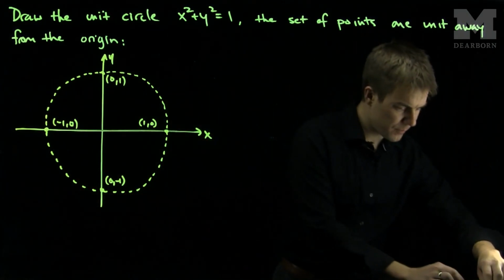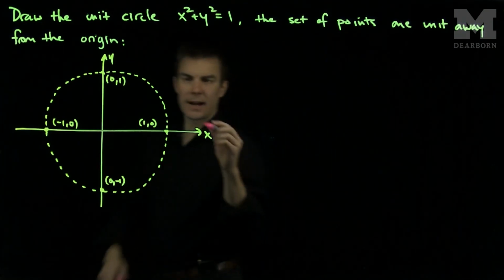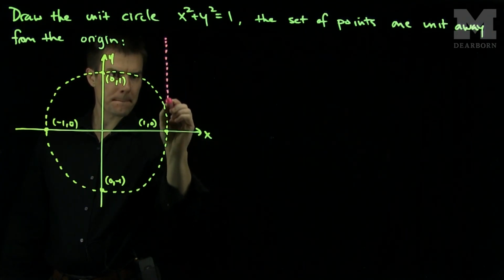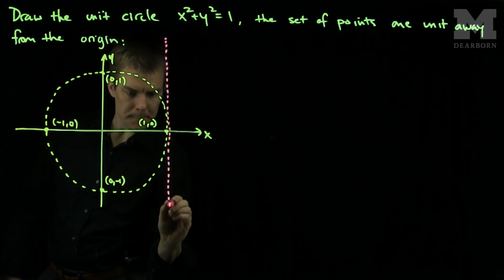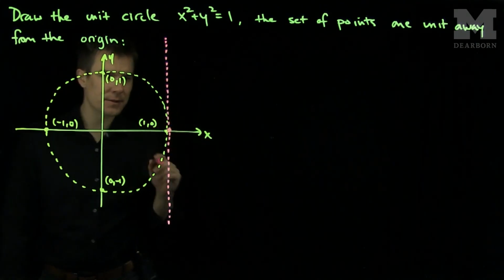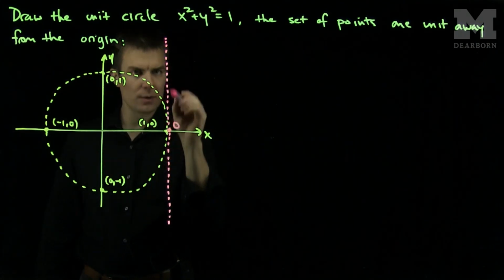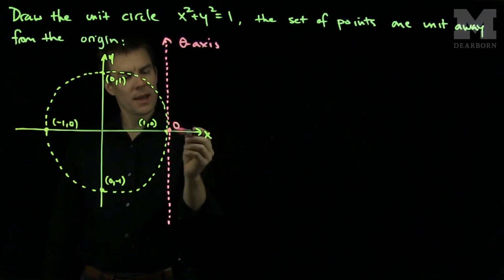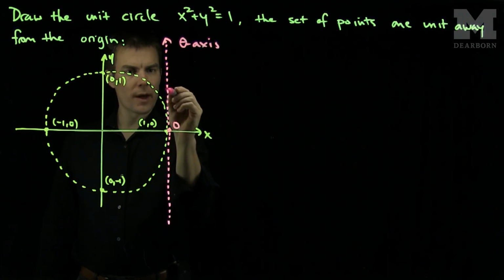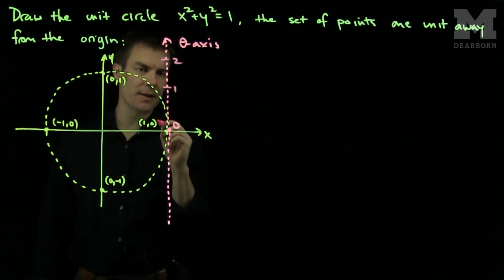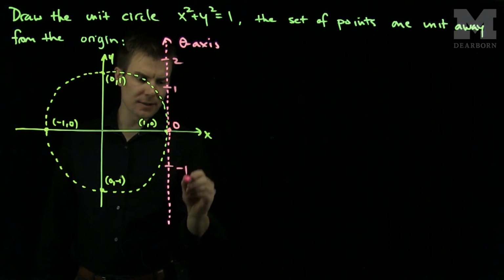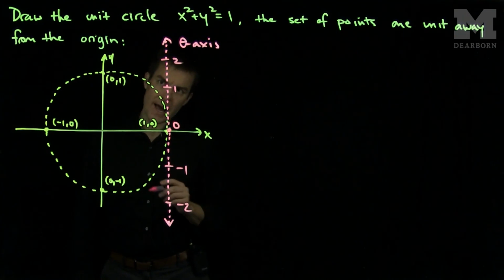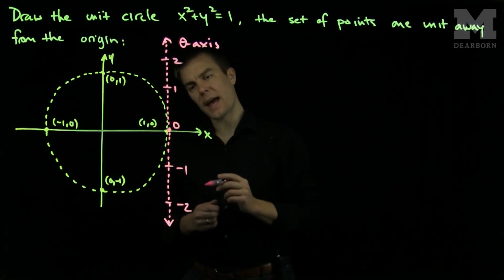What we will now do is draw a line tangent to the unit circle at the point 1, 0. And on this pink axis, I will call this value 0, and I will call the pink axis the theta axis. As I go above the x-axis, we will have positive values of theta. As I go below, I will have negative values of theta. So the line that's tangent to the unit circle at x equals 1 is the theta axis.